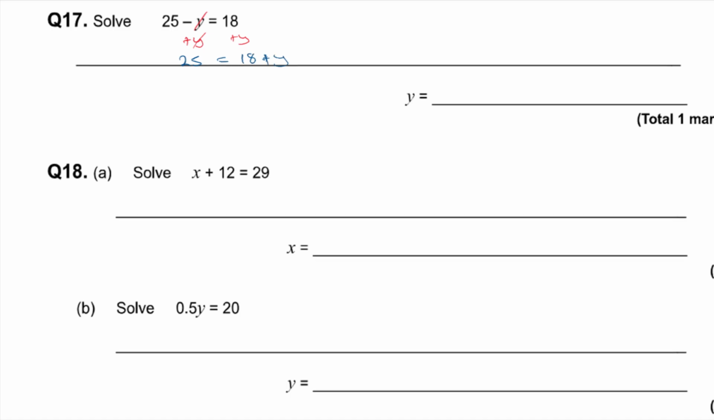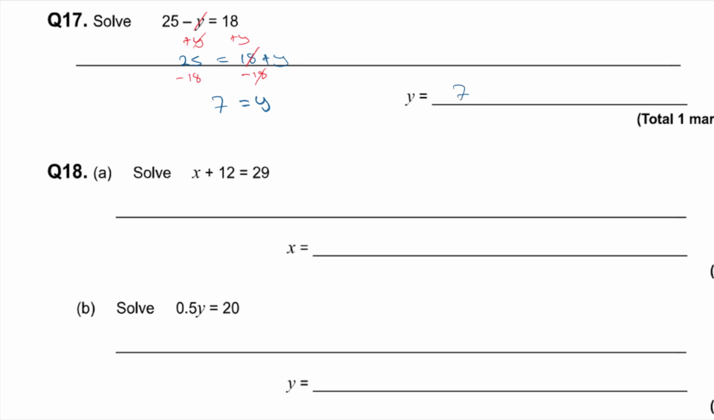Okay, so then if I want to get y by itself, then I'm going to subtract 18 from both sides. That will cancel with that, and then now I've just got a y on the right, and then 25 take away 18, that's 7. So 7 equals y, that's the same thing as y is equal to 7.